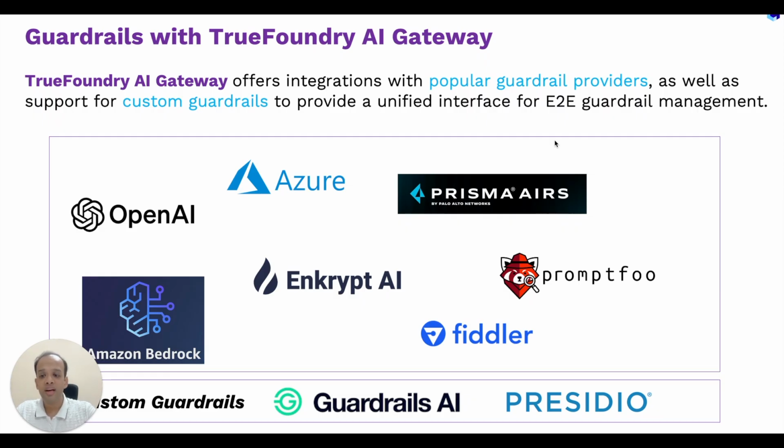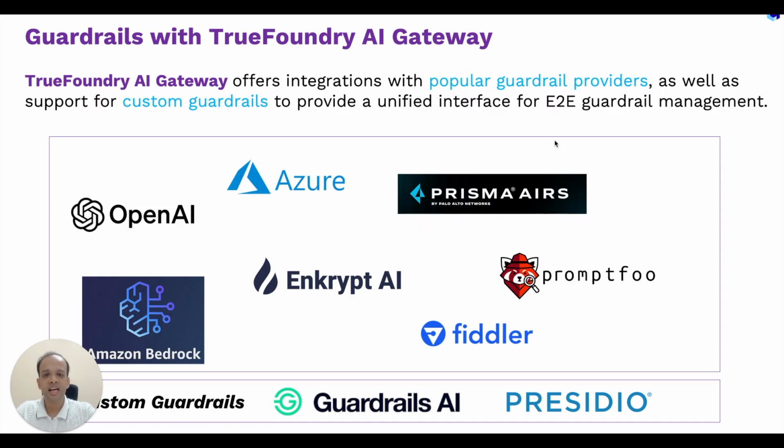So there are providers like OpenAI, where the OpenAI moderations endpoint is being used, Microsoft Azure, which is being used for content safety and PII redactions, Prisma AIRS by Palo Alto Networks, PromptFoo, Fiddler, Enkrypt AI, Amazon Bedrock. Then certain custom guardrails are already implemented as templates in the GitHub repo of TrueFoundry, and these use Guardrails AI, which is a very popular open source framework for implementing guardrails, and Presidio.